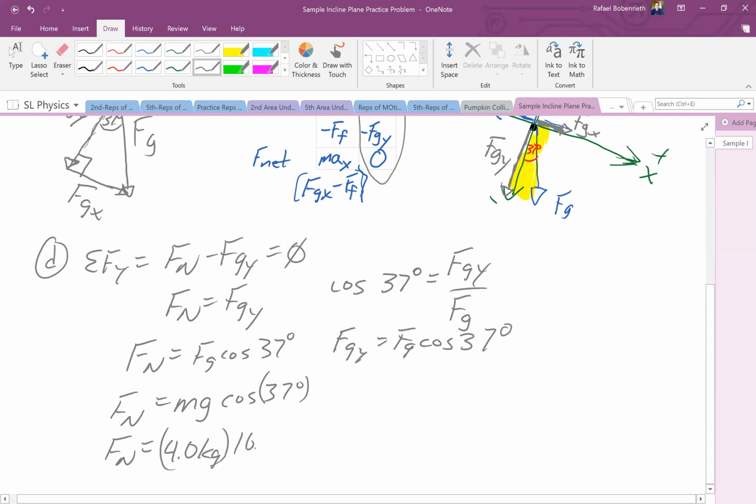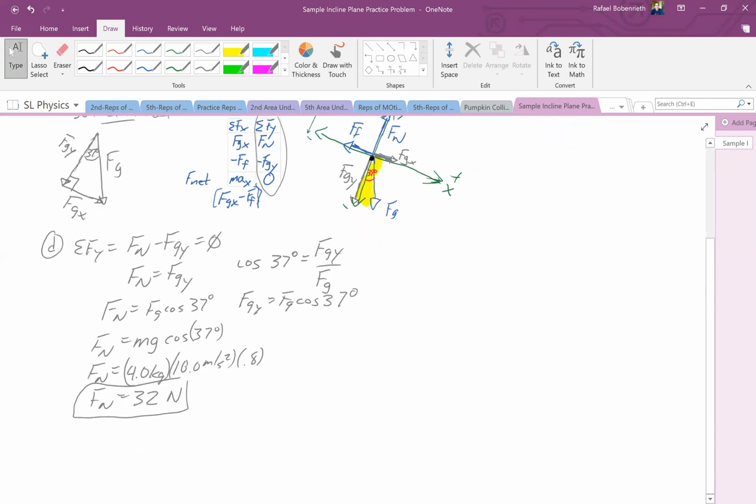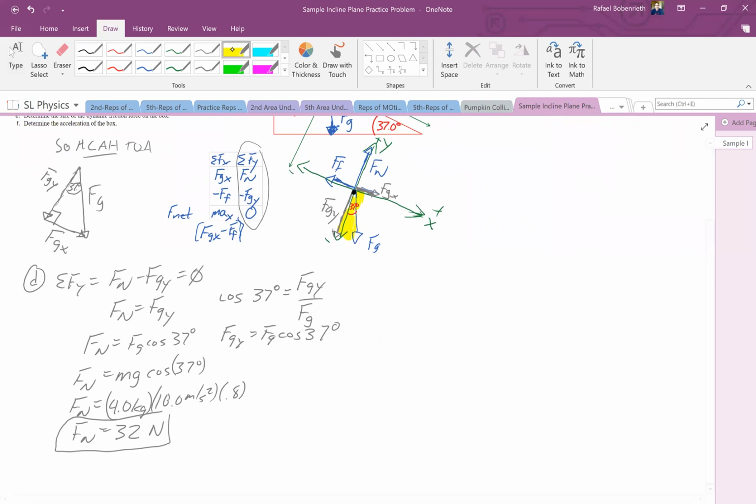I'm told to use 10 meters per second squared for this problem, just trying to keep numbers simple while we grapple with new concepts. What is the cosine of 37? It is 0.79 or 0.8 basically. So what I get here is that the normal force is 32 newtons. So now I have my answer to part D, 32 newtons. And notice it's just part of the overall weight, right?